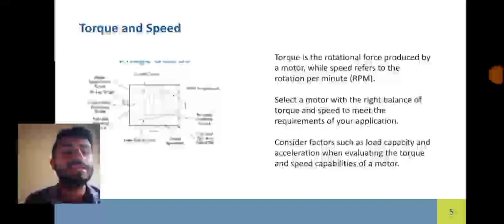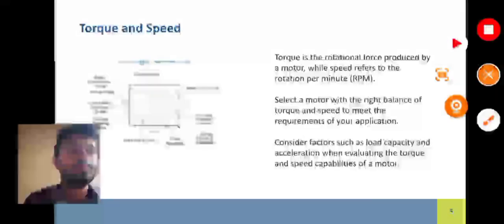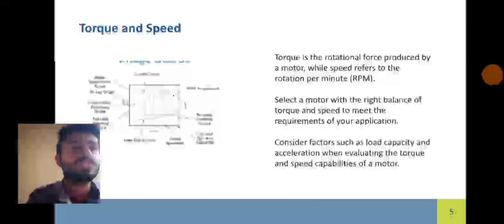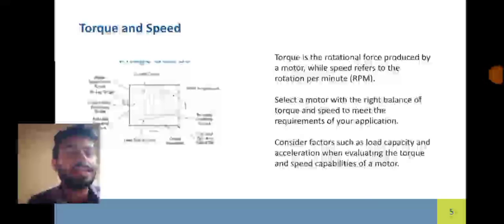Consider factors such as load capacity and acceleration while evaluating the torque and speed capabilities of the motor. Depending on the motor selected, we can evaluate the torque, the speed, and the load the motor can handle.